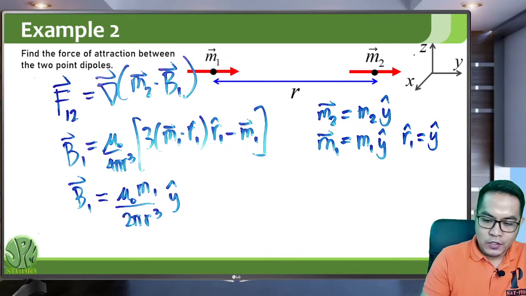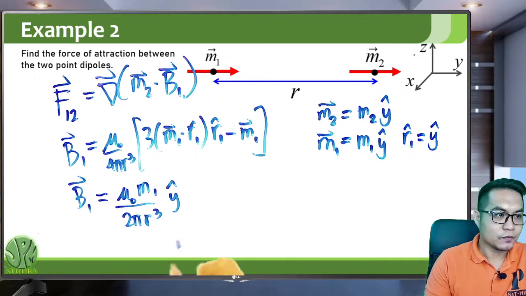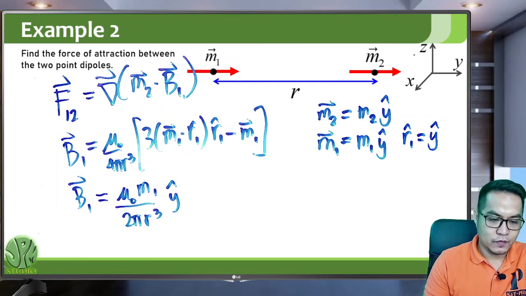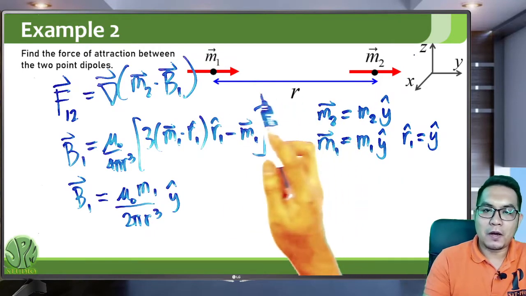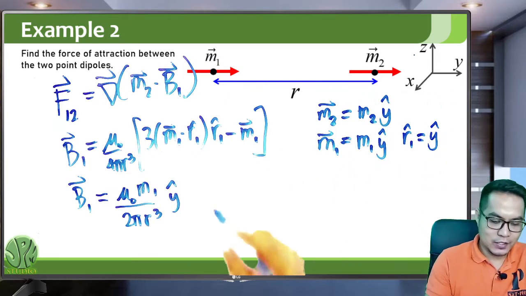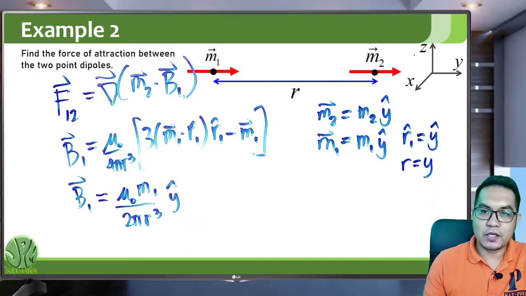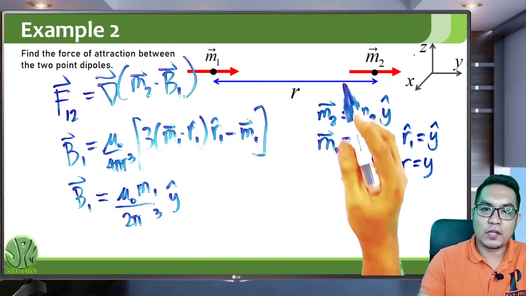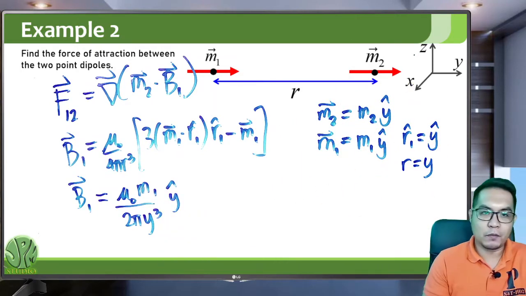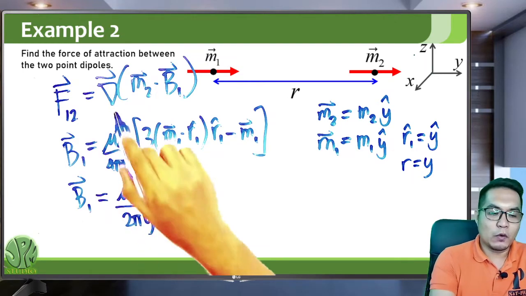So you dot these two, M2 dot B1, and you take the gradient of that. In this case, the magnitude of our R, since this is along the y-axis, we can actually replace r by y, since our R only has a y component. It doesn't have a z component. It's purely a y component. So you dot these two and take the gradient of that. In this gradient, only the y component survives.